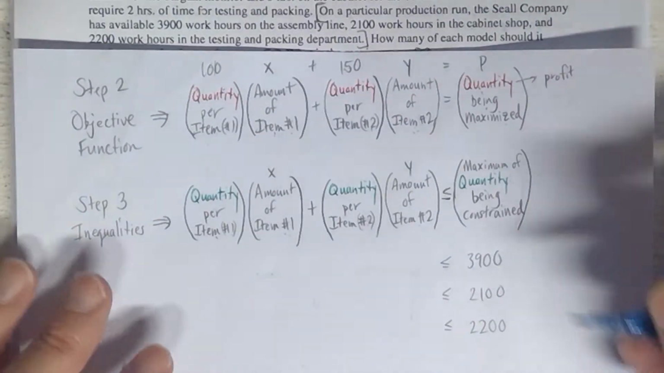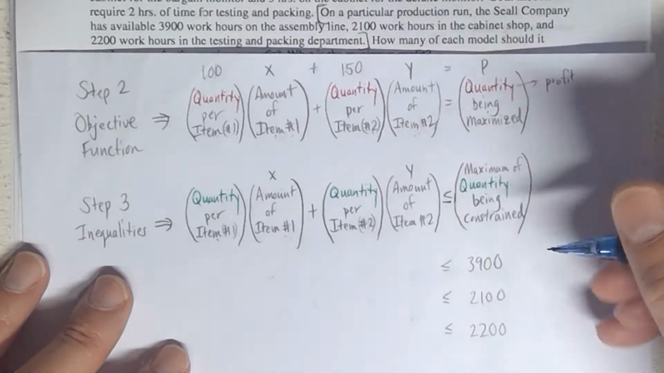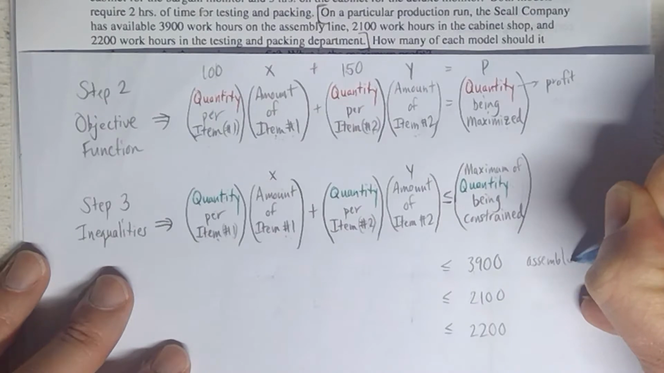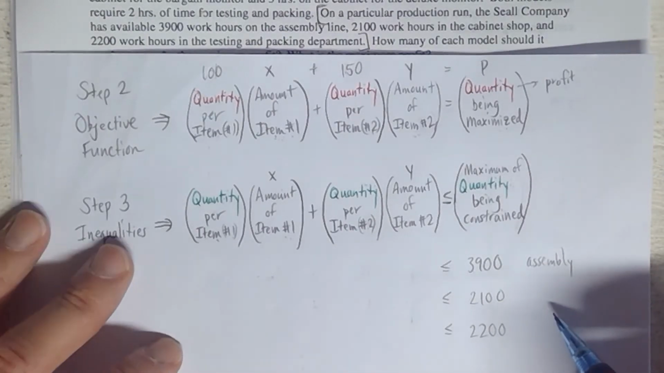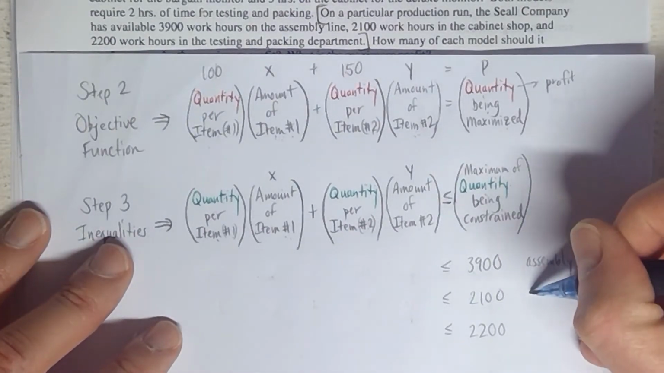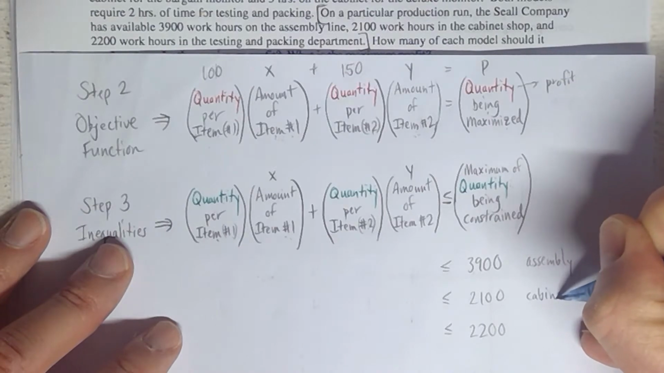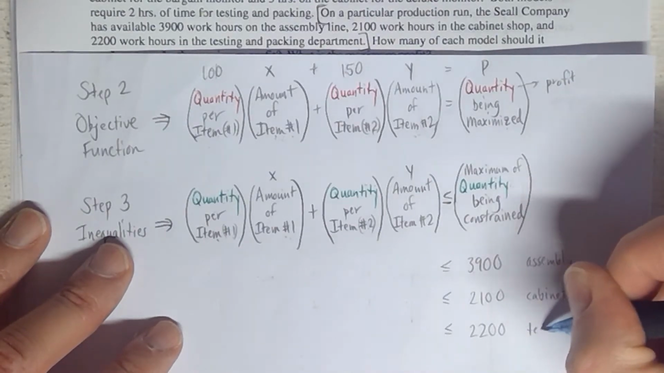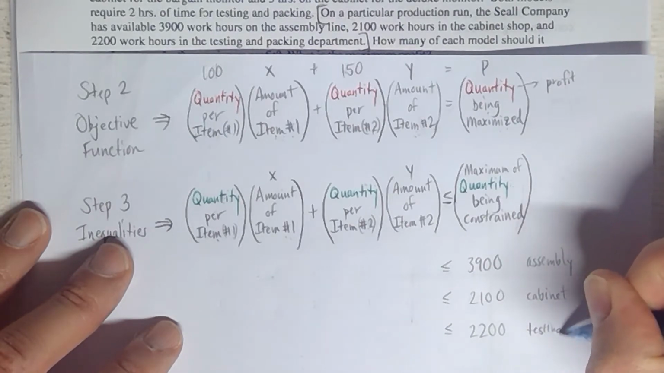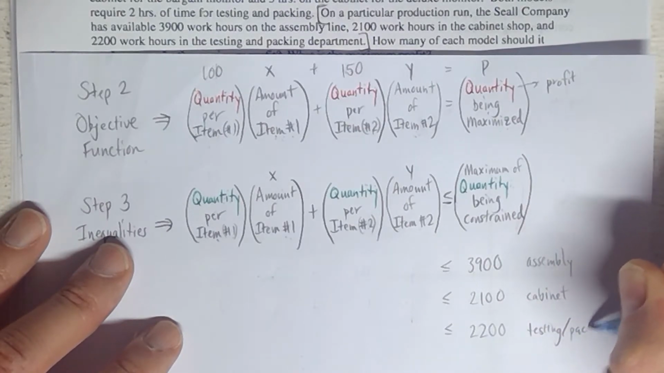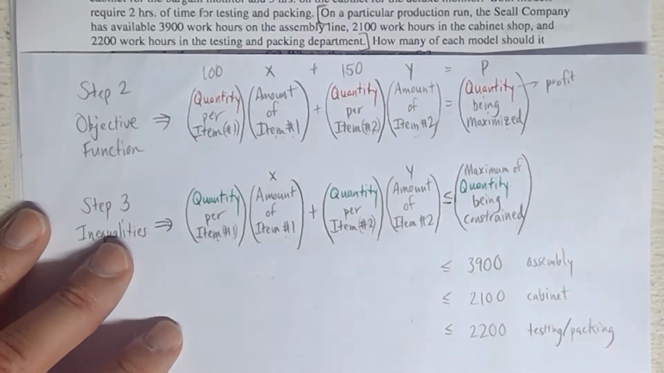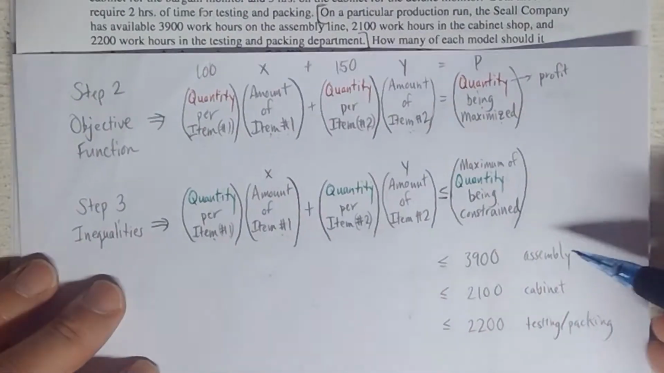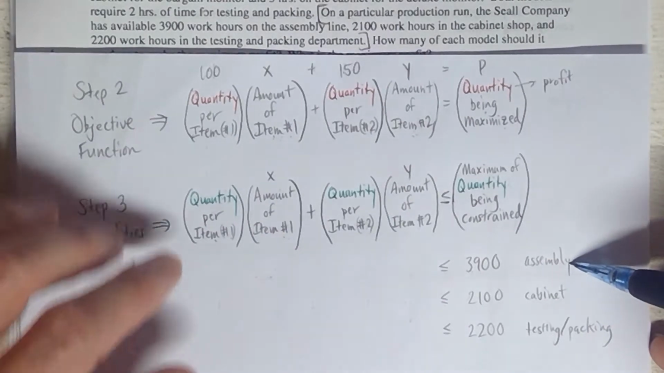Okay, so let's do one at a time here. The 3,900 was what? That was the assembly hours. Let me write that down just so we can follow along more easily. The 2,100 was the cabinet hours. And the testing and packing was the 2,200. Okay, so let's go ahead and fill these things in. Remember, each one's different, so it's going to have different numbers.